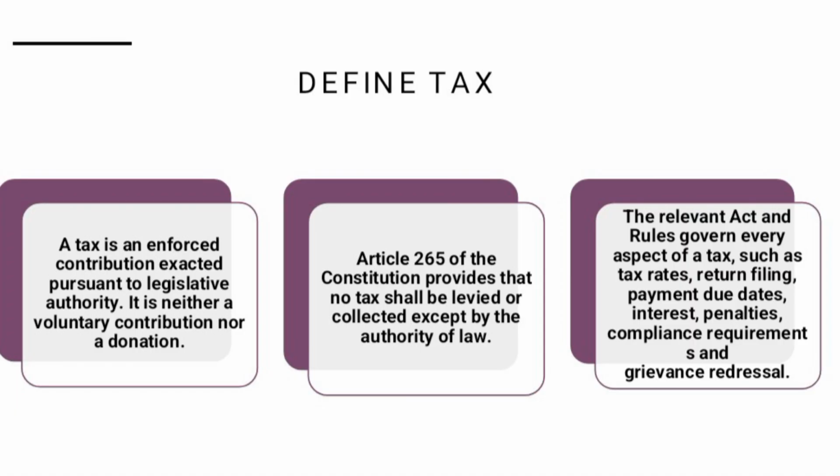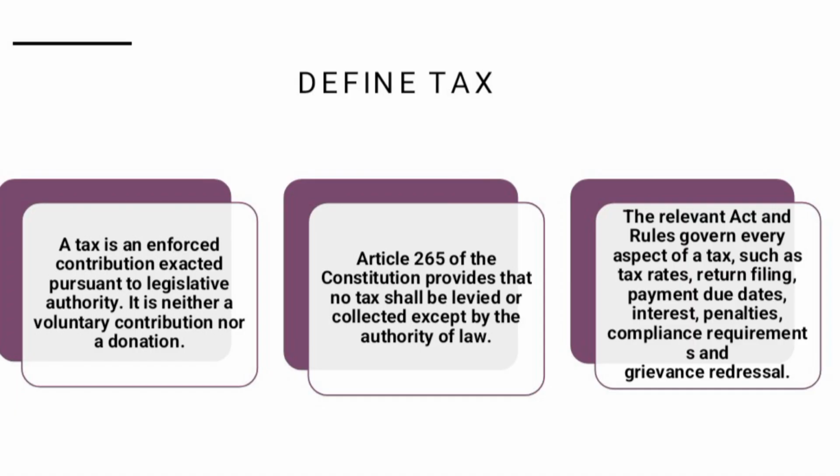Okay. Then Article 265 of the Constitution provides that no tax shall be levied or collected except by the authority of law. Okay. Without any authority, no one can collect tax from you forcefully. Definitely there is an authority, legislative authority. And in the act everything is prescribed. Means what is the tax rate? We are paying the GST, what is the tax rate? When we are paying the income tax, what is the slab?